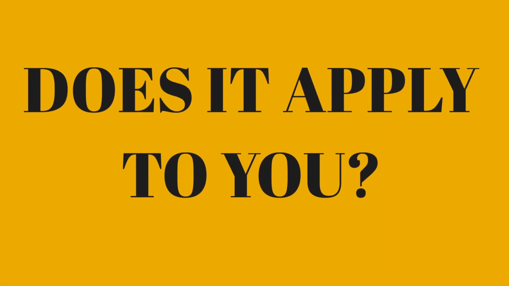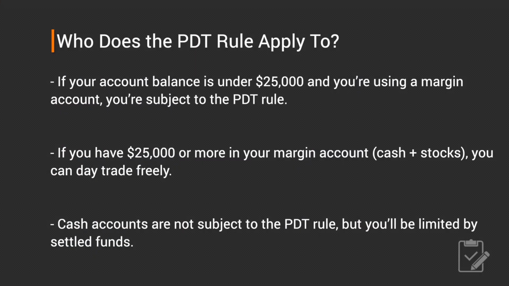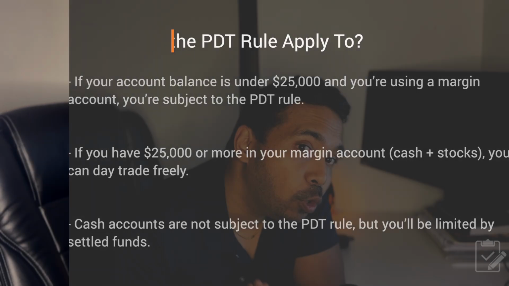The next question is, who does this rule actually apply to? There are some specific cases where this rule applies. The first one is if your account balance is under 25,000 and you are using a margin account, you are subject to the PDT rule. These two conditions have to be true: you have a balance under 25,000 and you have a margin account. Only then do you come under this PDT rule.